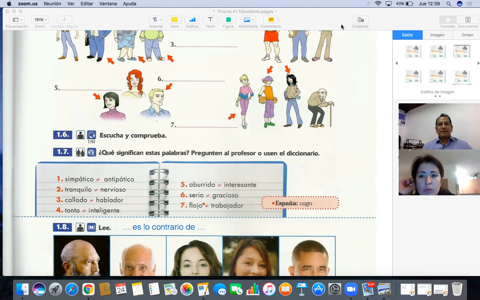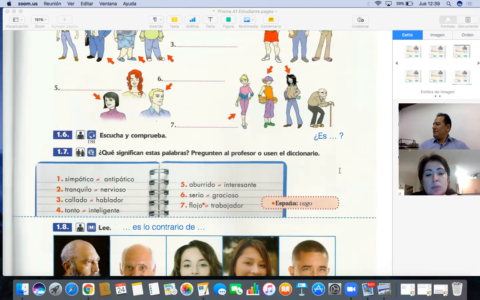So let me just place a little. This is how you're going to ask, as simple as that. So is he, es, and then the adjective. So es simpático. Exacto. So let me think about a personality that you should know. I'm thinking about someone that for sure you know. So I have it in my head. Lo tengo en mi cabeza. Pregúntame.